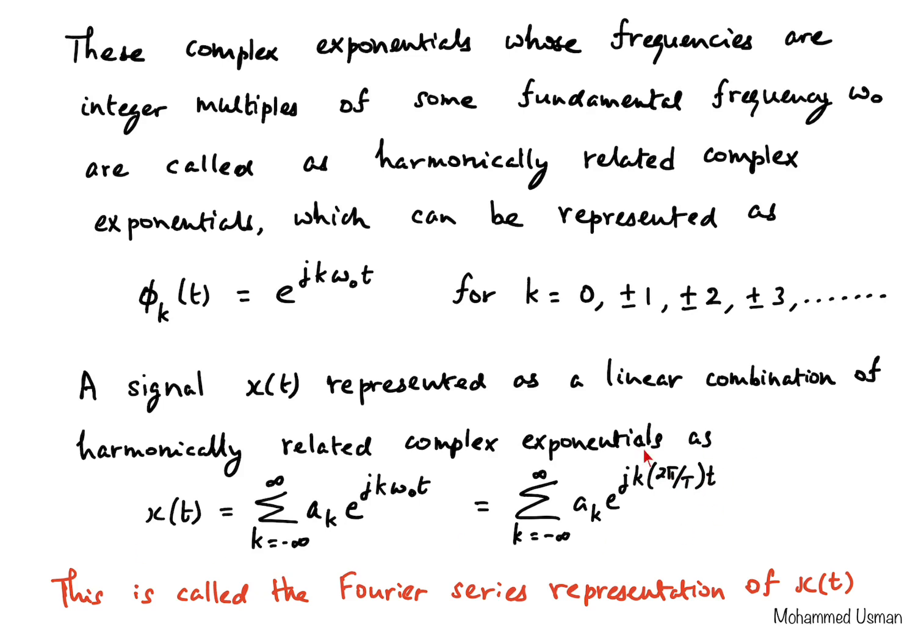So this equation that we have obtained to represent our signal x of t as a linear combination of harmonically related complex exponentials, this representation is called the Fourier series representation of x of t. So this equation is representing the Fourier series of the signal x of t.